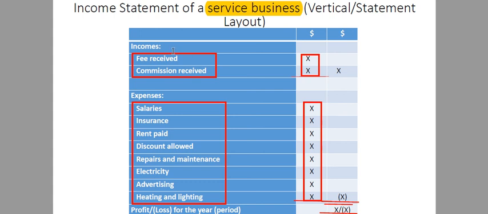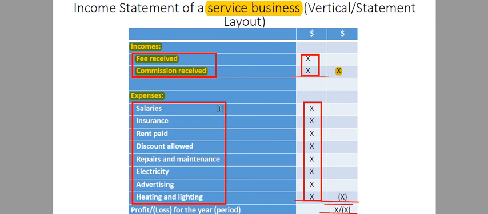So let's review it. In this case, you will just give the first heading as incomes, and you will make a list of all the incomes you have by providing services. So here I've taken 2 examples of the incomes, the fee received and the commission received. This is in return for the services you provide to your customers. You list them in the inner column and you shift the total to the outer column, and then you just list all your expenses together. You don't have to worry about cost of goods sold because you don't have any cost of goods sold.